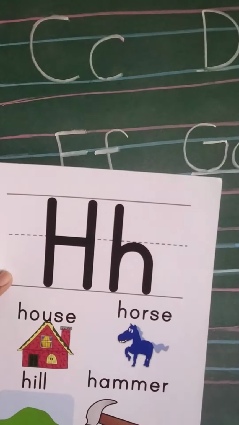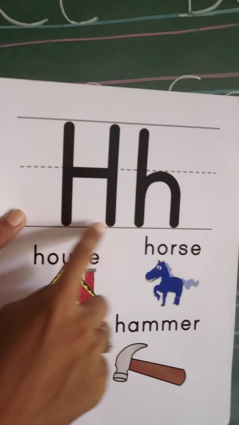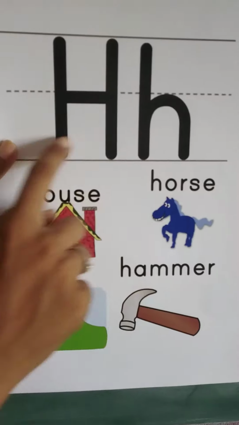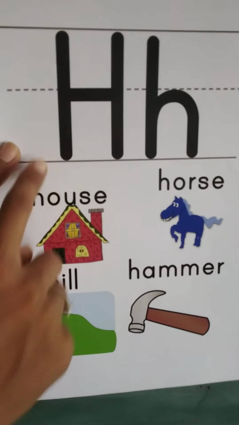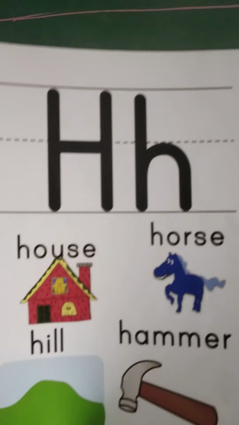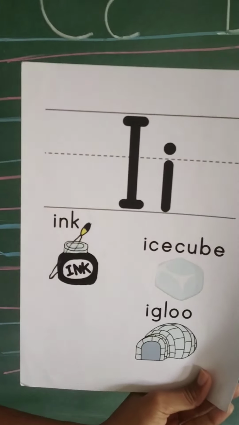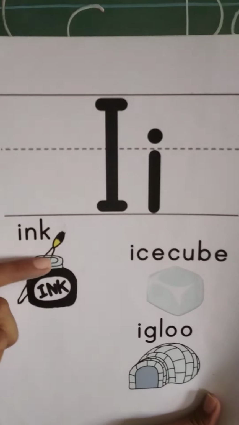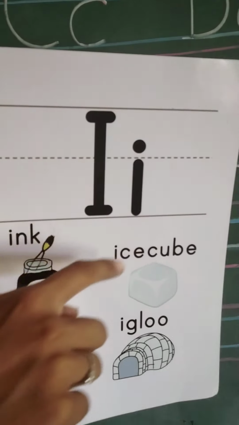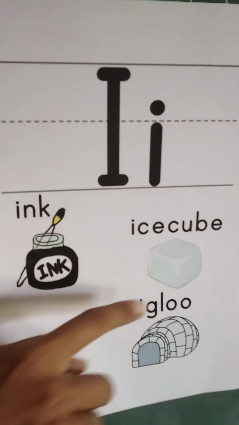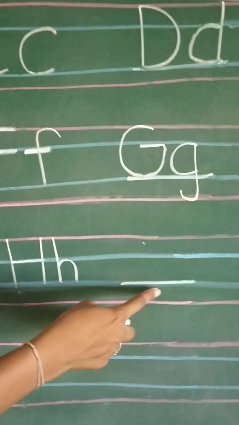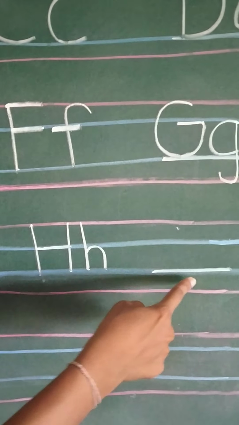H. What is the sound of H? H. House. H. Horse. H heel, H hammer. H after which letter? Letter I. What is the sound of I? I, ink. Ice cube. Igloo. So what do we have to write here? Which letter? H after letter I.